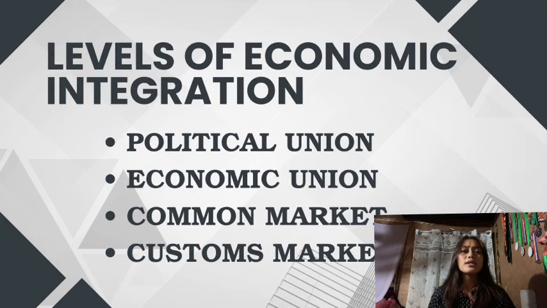Now, let's move forward to the levels of economic integration. So, there are several levels of economic integration depending on how far countries are willing to cooperate. So, number one is political union. What is political union? Political union is the highest level where countries unify their policies under one central government.